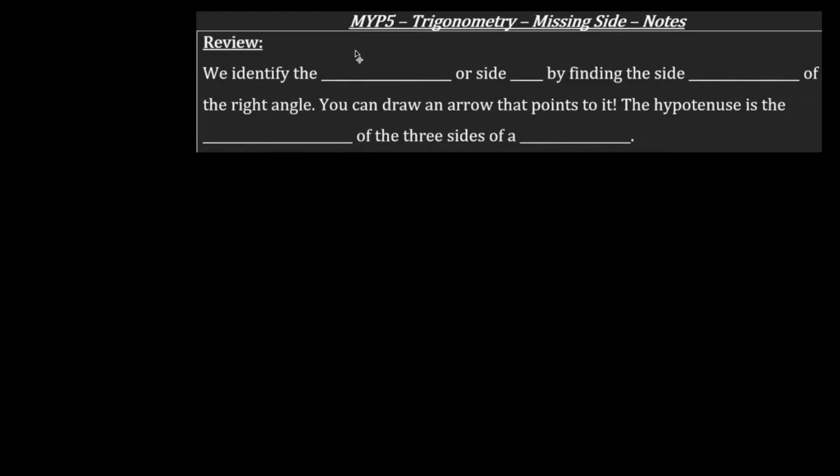And in this video, we're going to be talking about some trigonometry and get some review going for us. So we identify the hypotenuse, or the side C, by finding the side that is opposite of the right angle. Again, you can always draw that arrow from the right angle to that opposite side. And then the hypotenuse of the triangle is going to be the longest of the three sides in a triangle. So always make sure you can draw that arrow from the right angle to the side opposite, to show which side is your hypotenuse.